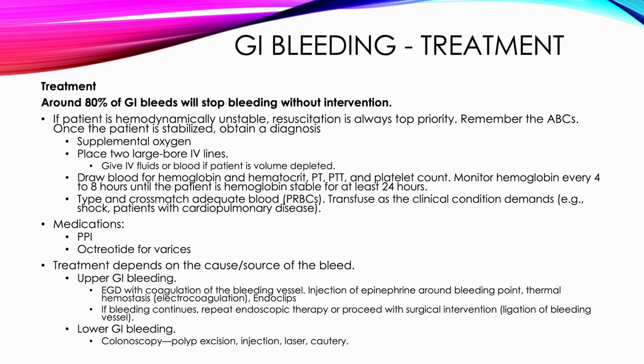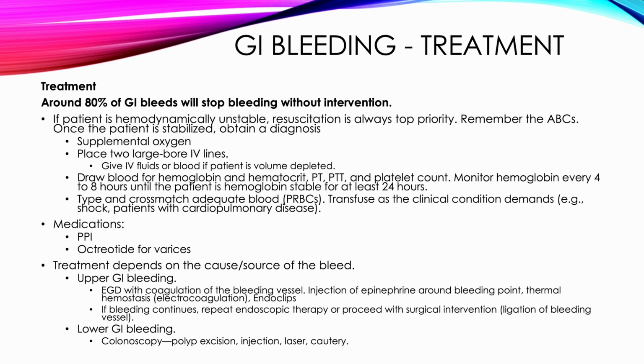So let's talk about treatment. The good thing with GI bleeds is that in and around 80% of GI bleeds will stop bleeding without intervention. Of all the GI bleeds we have out there, the majority of them will stop whether we do anything or not. That's good. However, they're not going to test you on that 80%. They're going to test you on the 20% that you could do something about, okay? If the patient is hemodynamically unstable, always resuscitation. Even if they're not unstable, we still need to consider the ABCs.